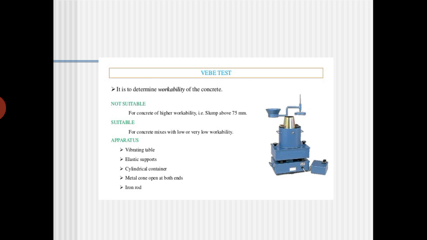Once it has settled, start the vibrating, then start the stopwatch also. Then stop the vibrating when your concrete becomes horizontal. Note down that time. Whatever the time is, that is nothing but the VB seconds. We can call it VB seconds. That itself is your workability value.